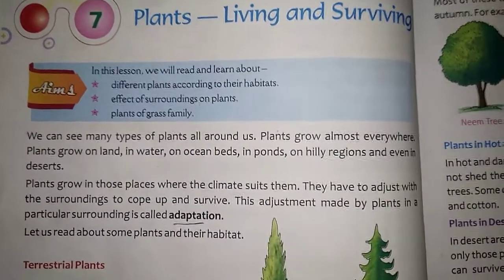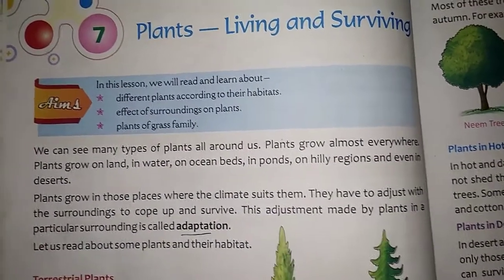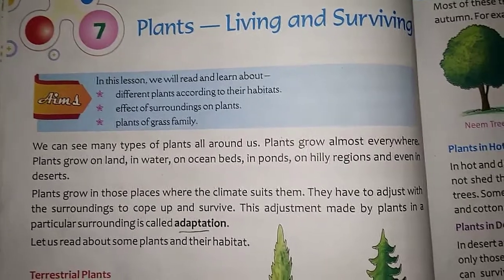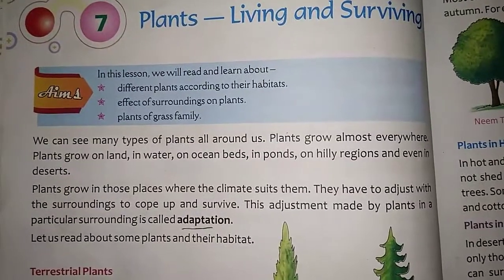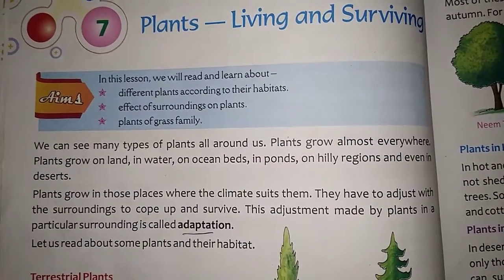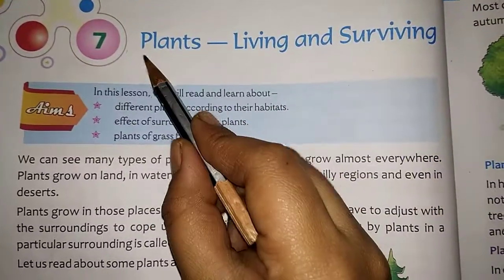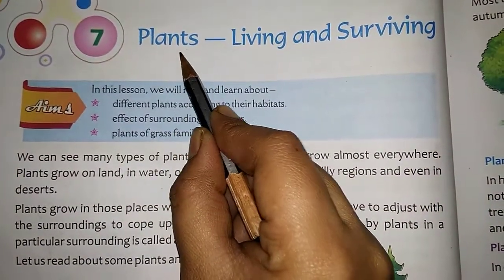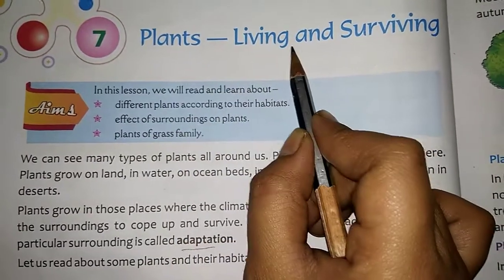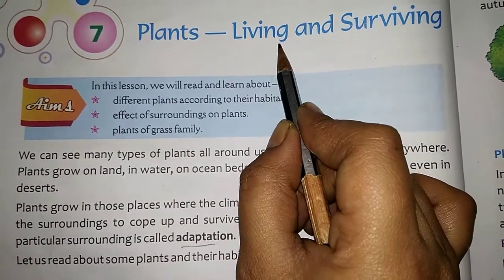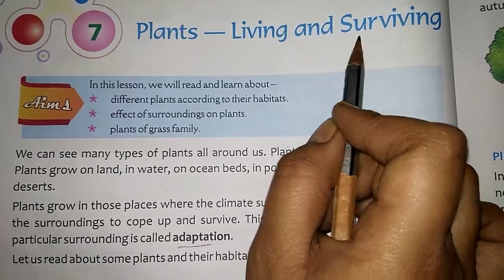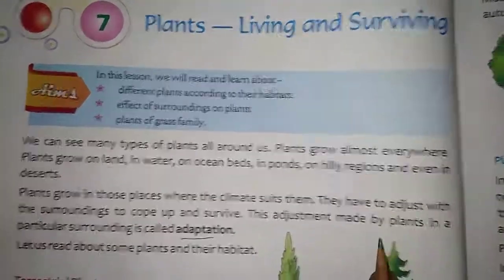Hello children, today we are going to learn class 4th science lesson number 7. Okay, today I am giving you reading. Plants, P-L-A-N-T-S, plants, L-I-V-I-N-G, living and surviving.